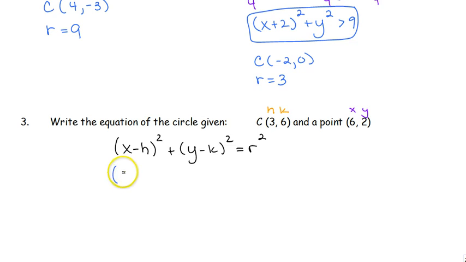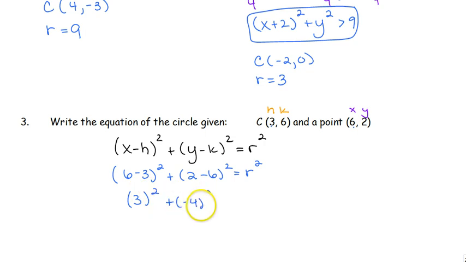So we plug in the x of 6 minus your h, which is 3, plus y, which is 2, minus k, which is 6. Now we don't know what the radius is, so that's what we're going to be solving for. 6 minus 3 is 3 squared. 2 minus 6 is -4 squared is equal to r squared. So we've got 9 plus 16 is equal to r squared, and r squared is 25.